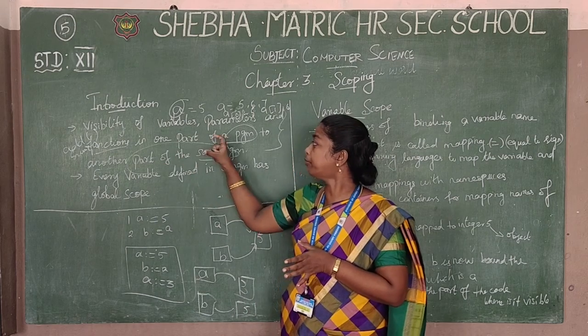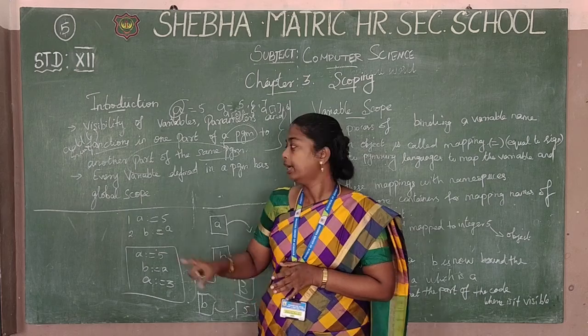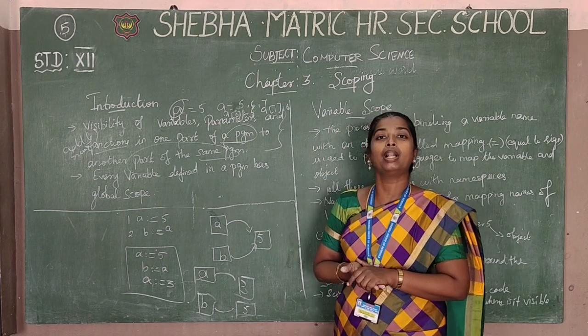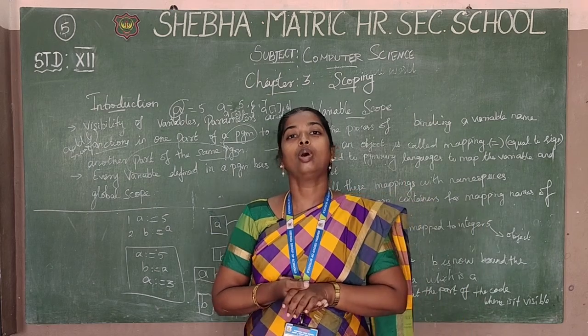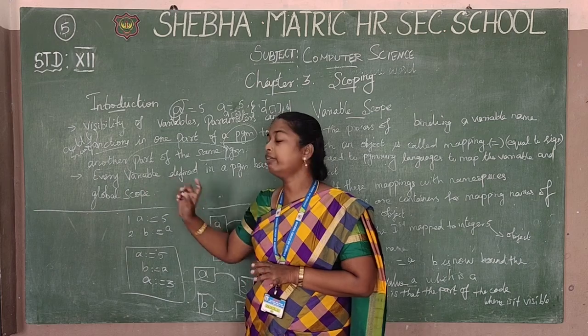Then the visibility scope of a function is the same part of the program. Then every variable defined in a program has a global scope. Global scope is defined as every variable.